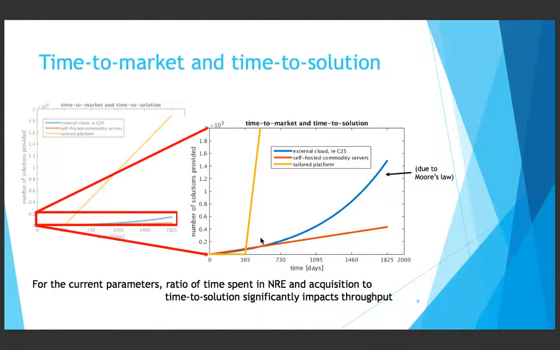Again, if we zoom in on where the story is, the tailored architecture doesn't produce any solutions in the first year, but then quickly dominates in terms of number of solutions provided. The external cloud like AWS or Google Compute, the number of solutions provided grows exponentially because it's being sped up in the background.